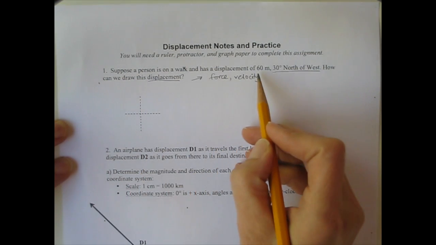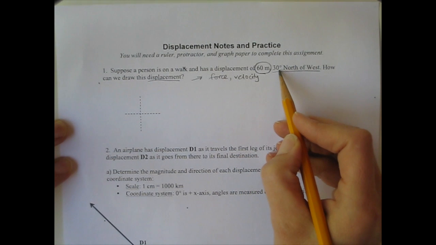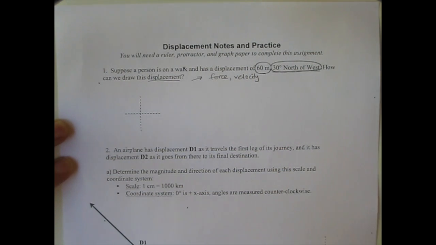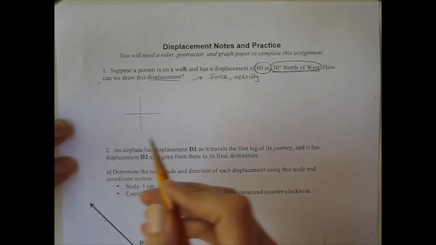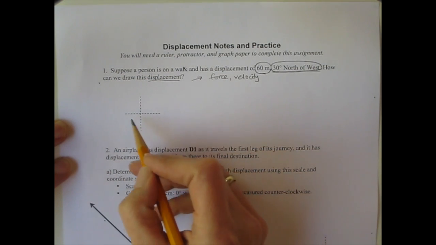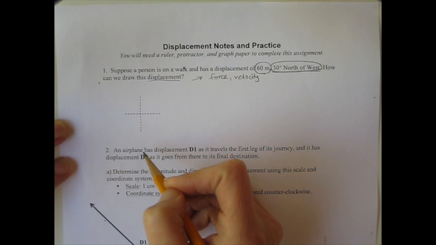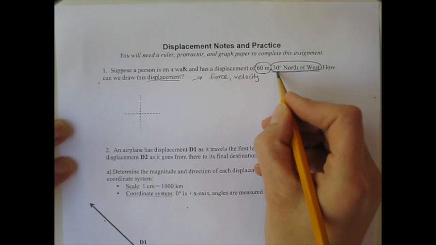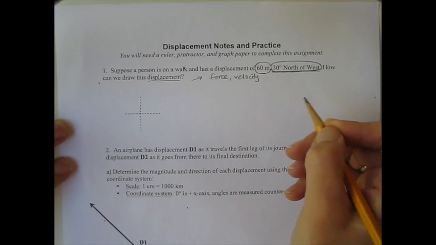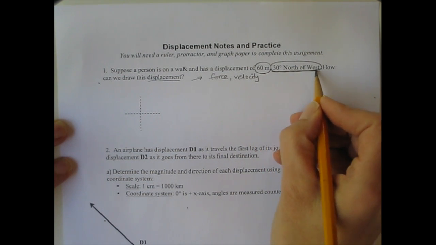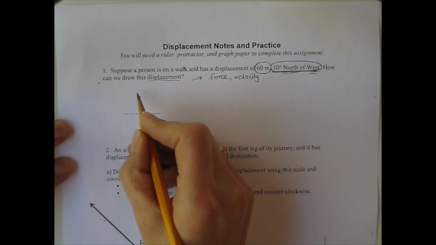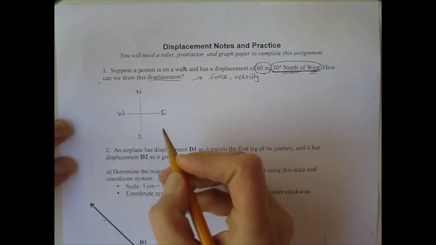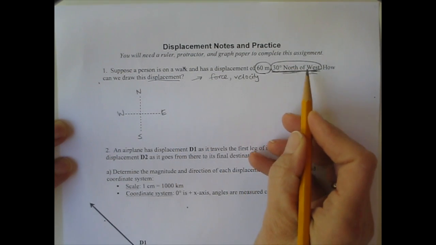So we know that our displacement has a magnitude of 60 meters and has a direction of 30 degrees north of west. First, let's figure out how to do the direction. Over here I have a coordinate system, and you always want to sketch a little coordinate system. The type of coordinate system you draw or how you label it will depend on how you are given the direction or how you want to state the direction. Here we're given information about north and west, so I'm going to label this as north, east, south, west. And the angle is 30 degrees north of west.